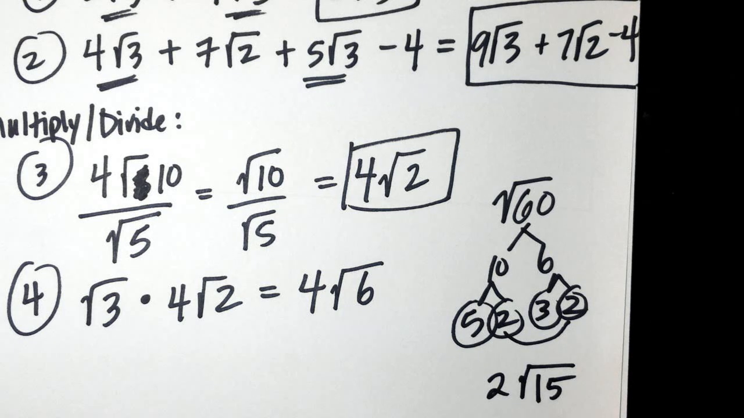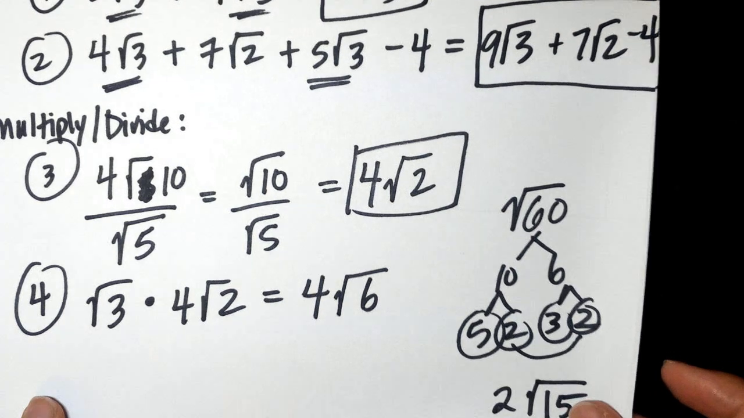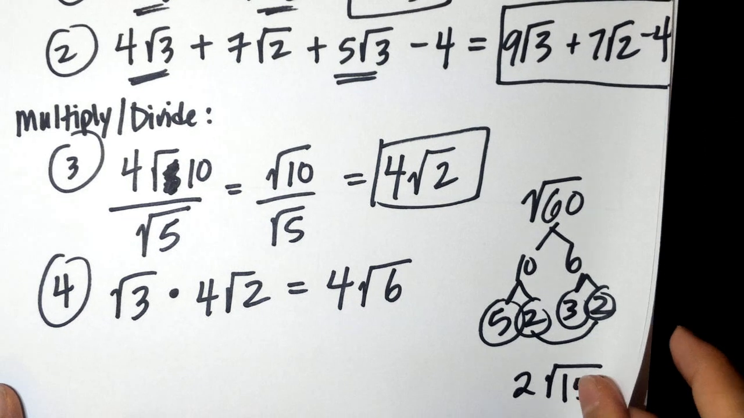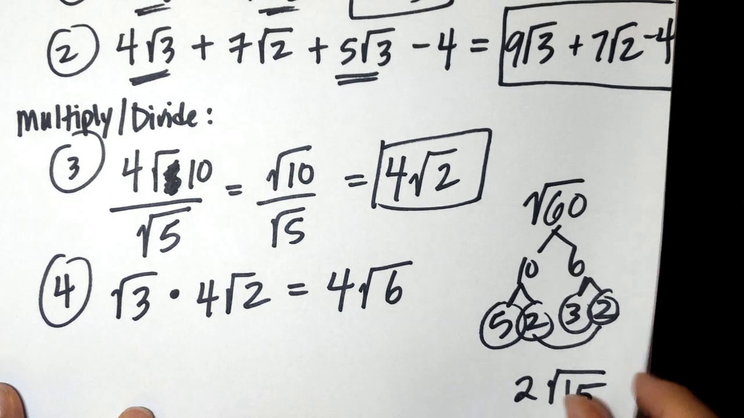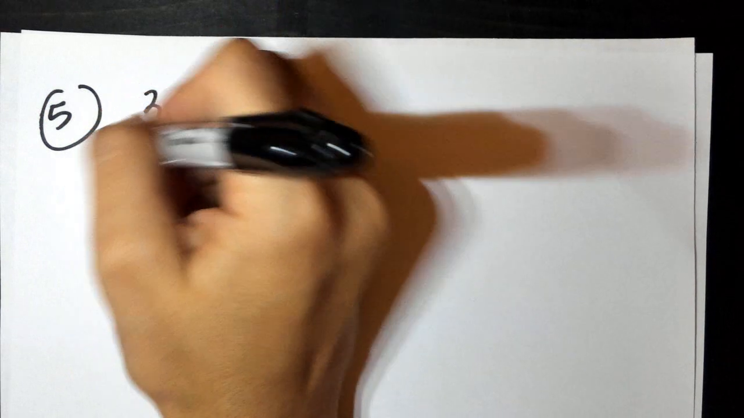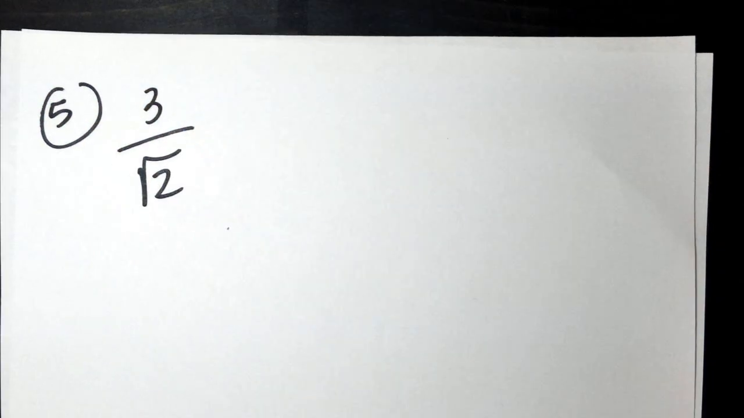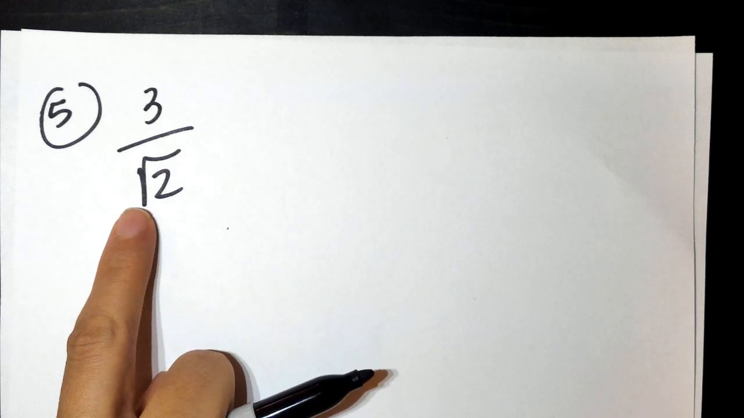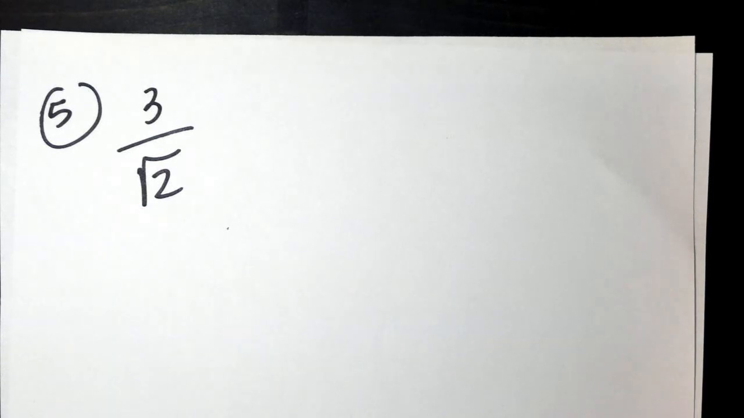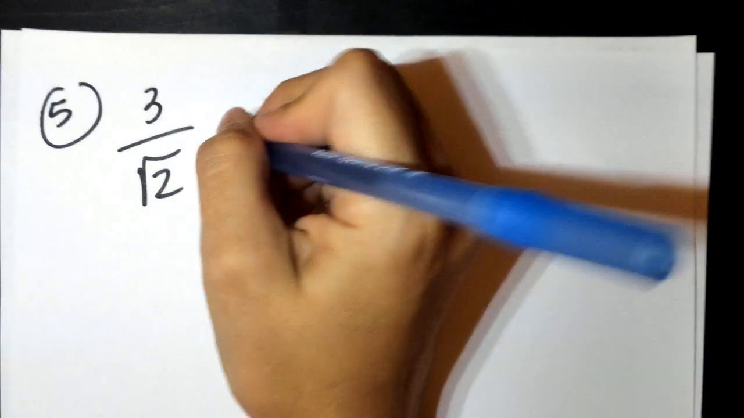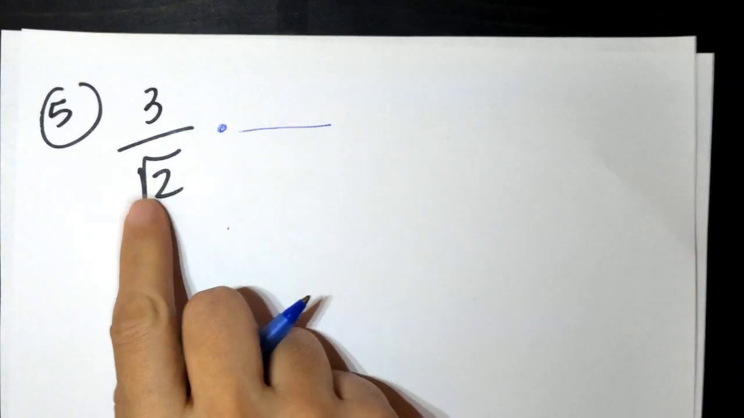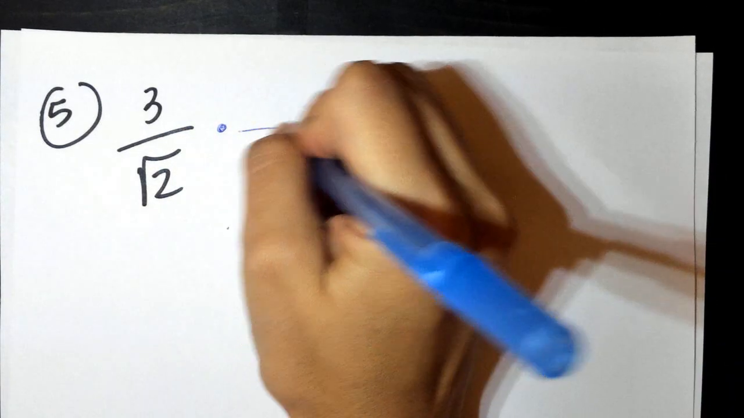So now let's get to rationalizing. The first example that I'm going to give you for rationalizing, we'll call this example number 5. If I give you something like this, 3 divided by the square root of 2. Again, you can't have a radical in the denominator, right? So how you simplify a radical, guys, is you're going to multiply by itself. So what is the square root of 2? Square root of 2 on the bottom.